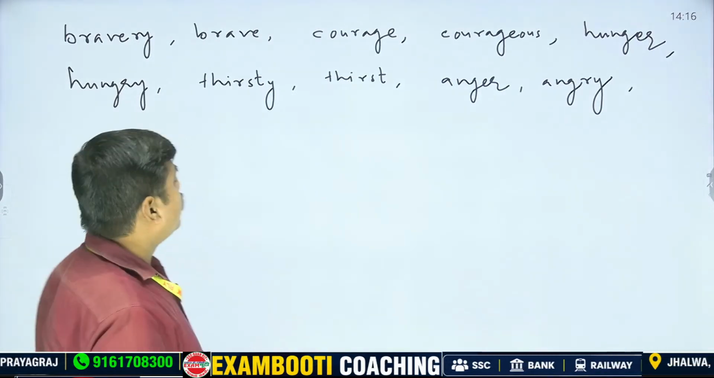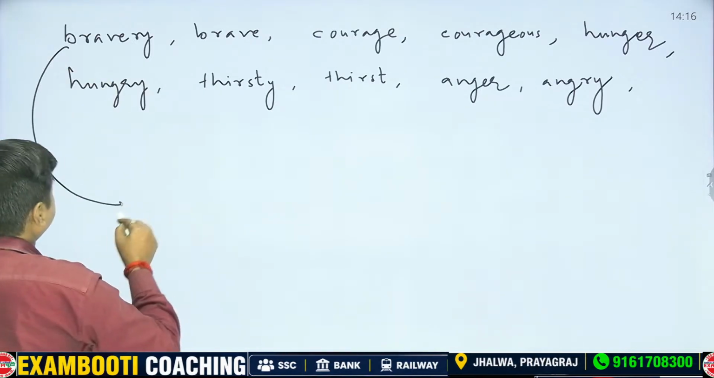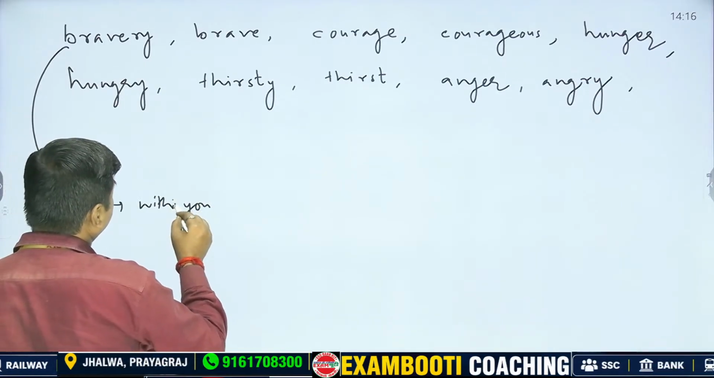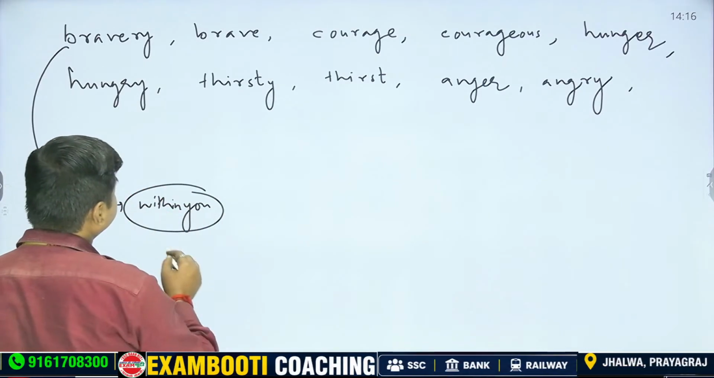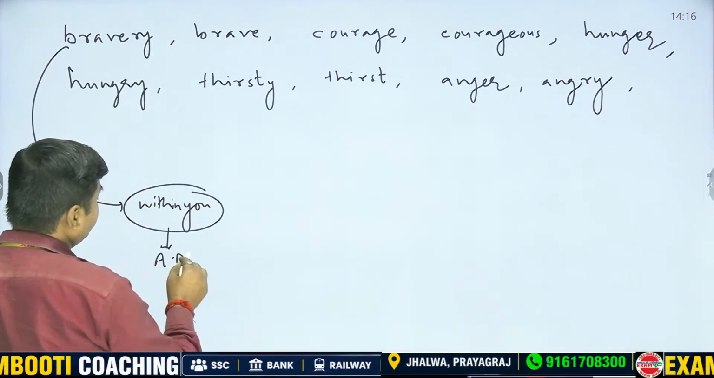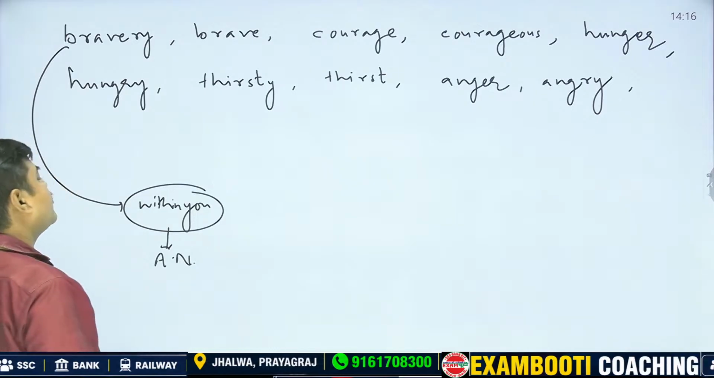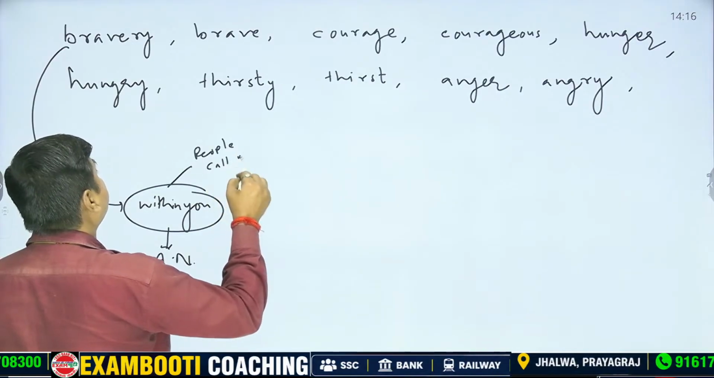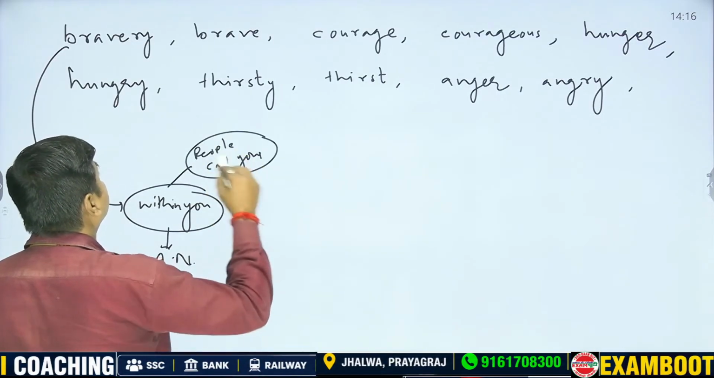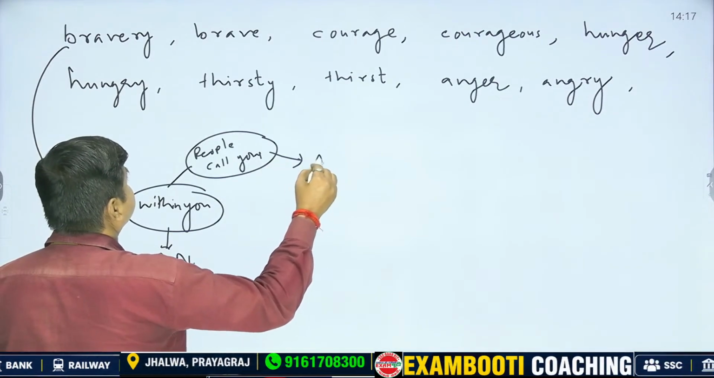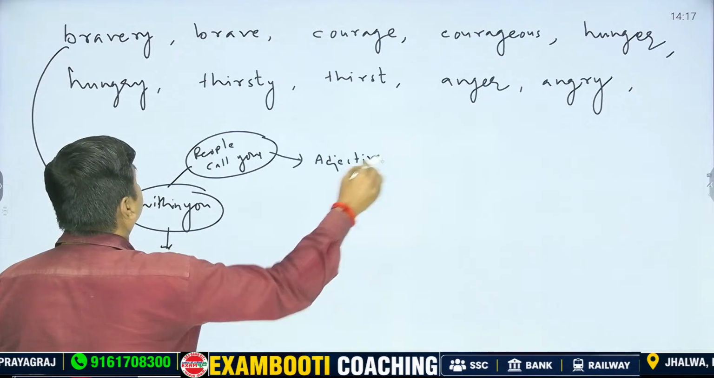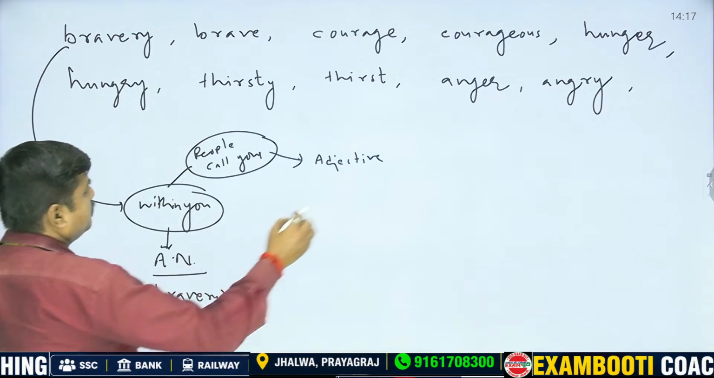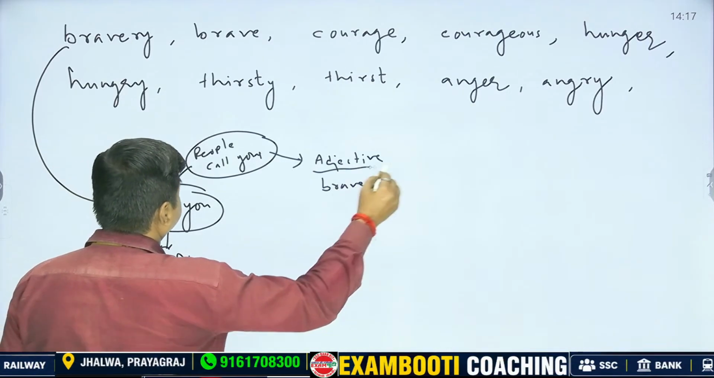Now, this quality will be within you. If this quality is within you, it means this is an abstract noun. And what do people call you? People will call you brave, which is an adjective. So you will have bravery and people will call you brave. This is the thing.